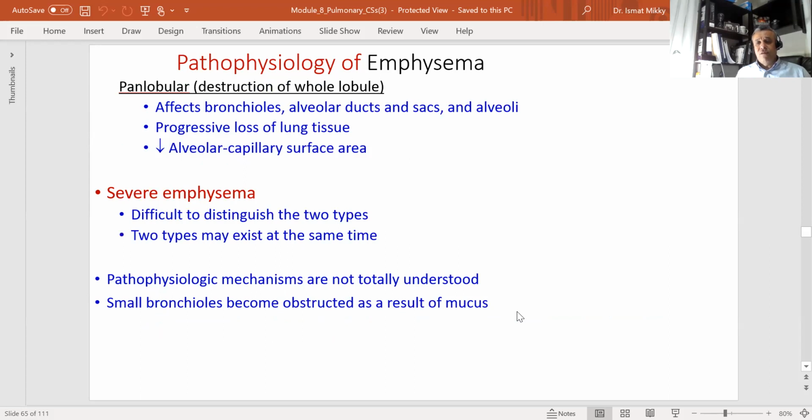There are two different types of emphysema, centrilobular and panlobular. The panlobular, which is a destruction of the whole lobule, is usually found in patients with alpha antitrypsin deficiency. So those patients with alpha antitrypsin deficiency, if they develop COPD, tend to have this type, which is the panlobular emphysema type.